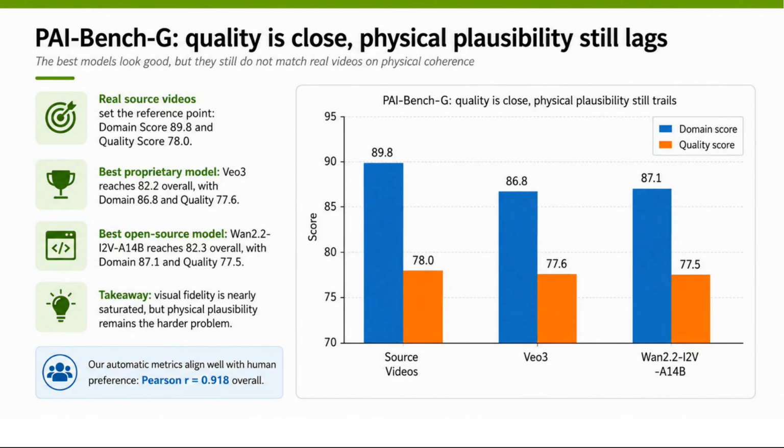The main result for PAI-Bench G is that visual quality is already close, but physical plausibility still has room to improve. Real source videos give us a reference point, with a domain score of 89.8 and a quality score of 78.0. VO3 reaches an overall score of 82.2, and 12.2 I2V14B is very close. Many models can now make impressive videos, but consistently matching the physical and semantic constraints remains harder.